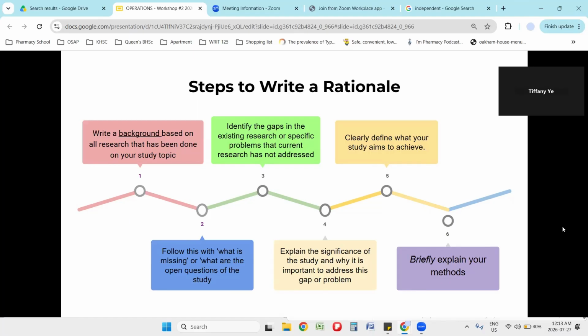Going back to my previous example, this is the same thing. And then you want to explain the significance of the study and why it is important. And then you want to clearly define what your study aims to achieve. And then lastly, you want to briefly explain your methods.